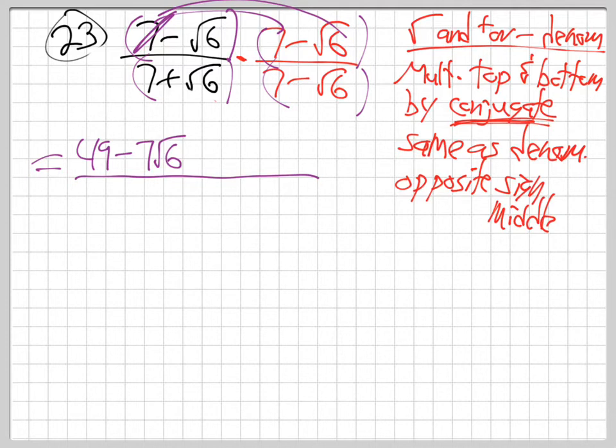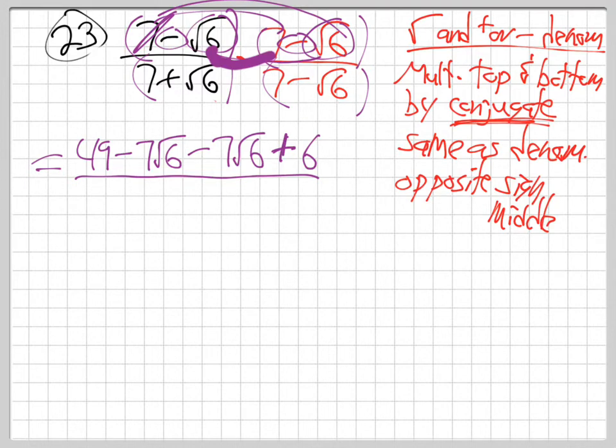And now this root 6, whoops, kind of messing up there, is going to go to both. And so we get minus 7 root 6 minus, and what's root 6 times root 6? That's going to be plus, right? Because 2 negative times negative is positive. Root 6 times root 6 is 6. Remember, 2 roots, it's a 2 for 1 deal.